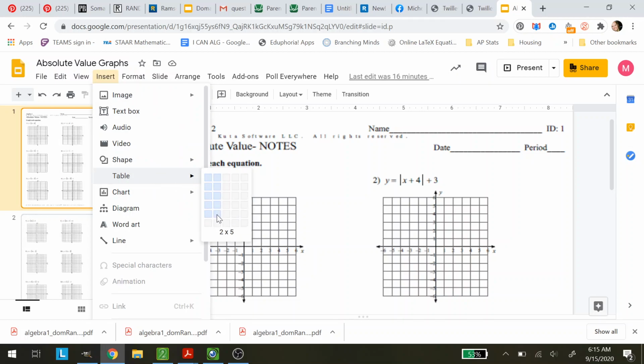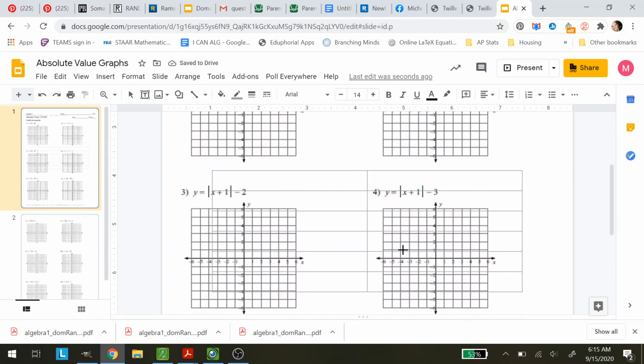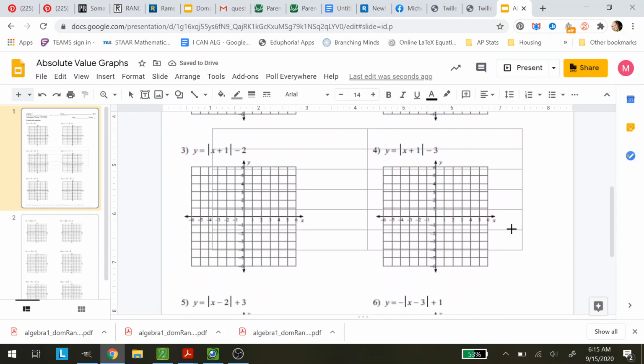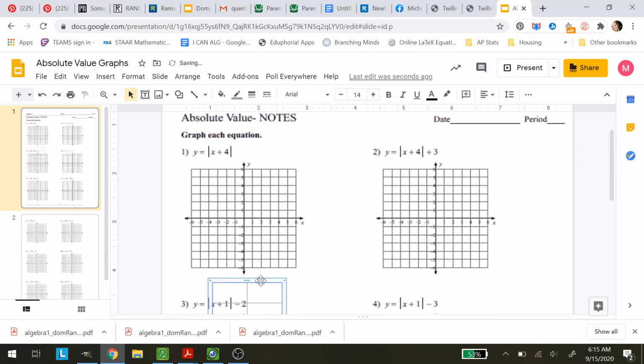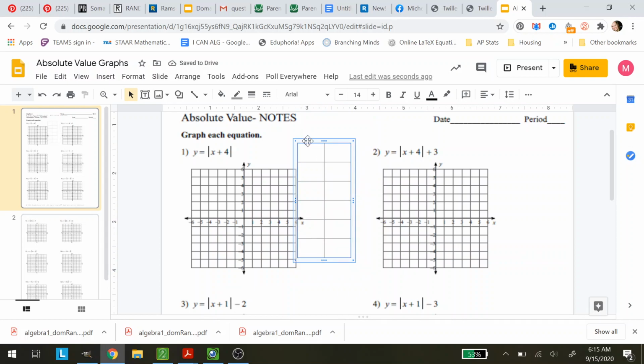Table. Okay. So here's my table. I'm going to fix that. Thank you. So I'm just going to move this over here. And it doesn't need to be so big. We don't need that much space.